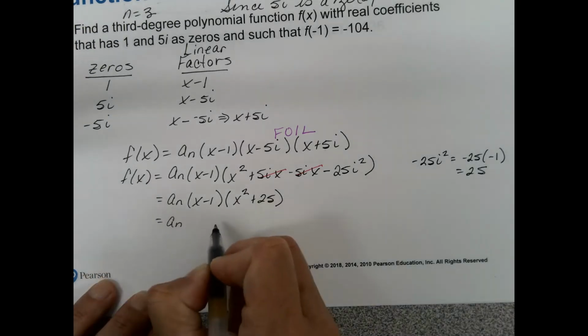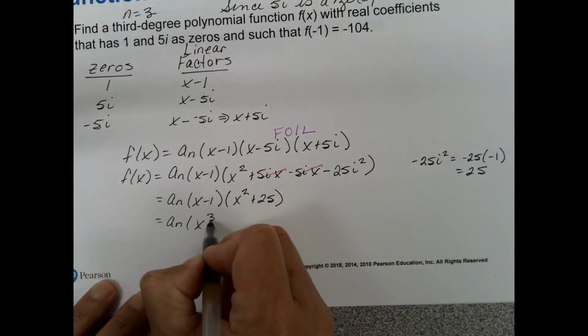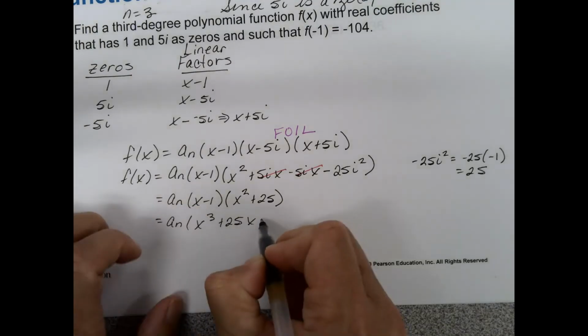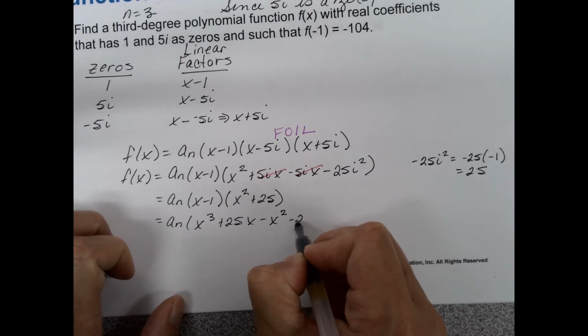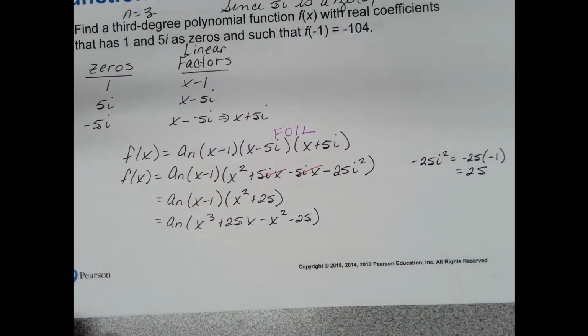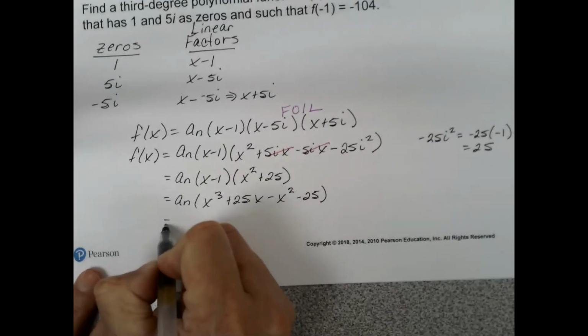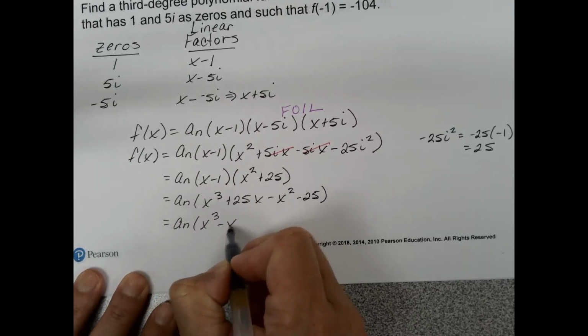Keeping my a sub n out front, I can use FOIL one more time. First times first gives me x cubed. Outer gives me 25x. Inner gives me negative x squared, and last gives me negative 25. So I'm starting to see that cubic polynomial coming through. And if you like, you can write that in descending powers on x.